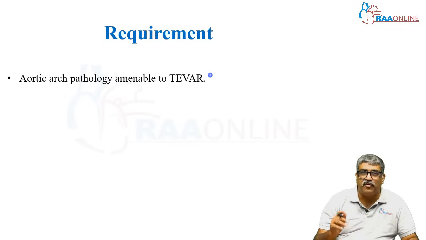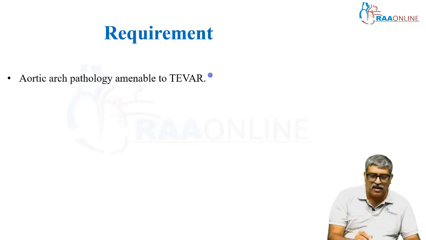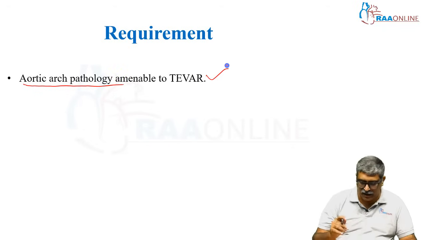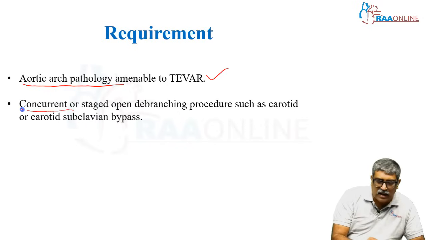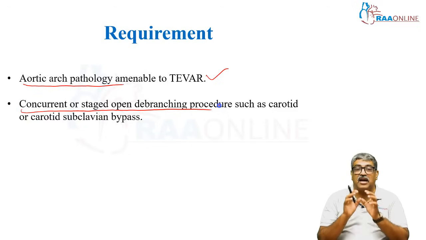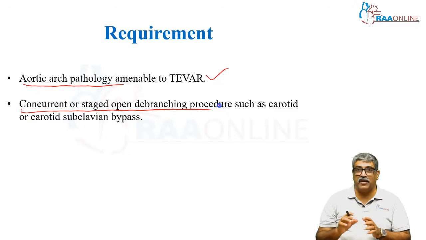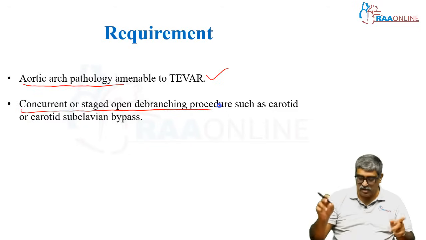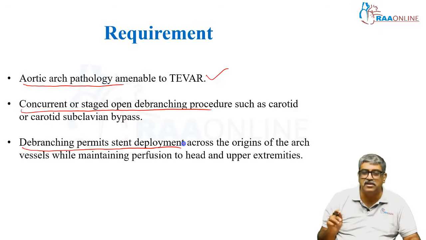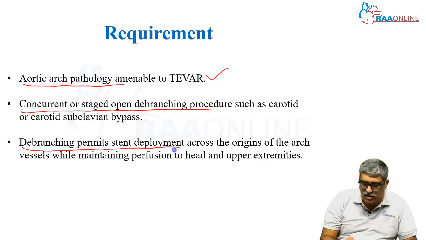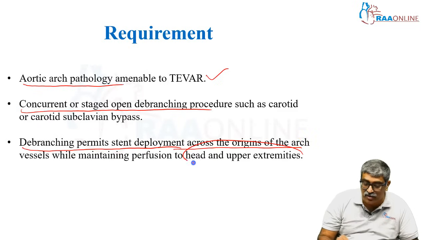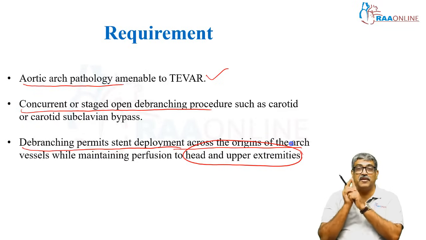So the requirement for doing this hybrid procedure is that the aortic arch pathology should be amenable to undergo an endovascular repair, with concurrent or staged open debranching procedures such as carotid or carotid subclavian bypass. All the three vessels should be taken care of. Debranching permits deployment across the origin of the arch vessels while maintaining the perfusion to the head and upper extremities. This is very, very important.